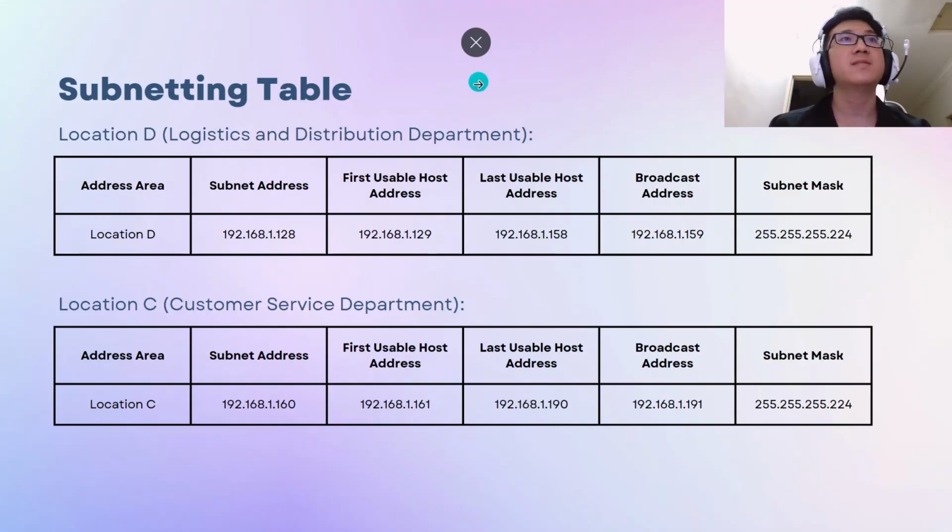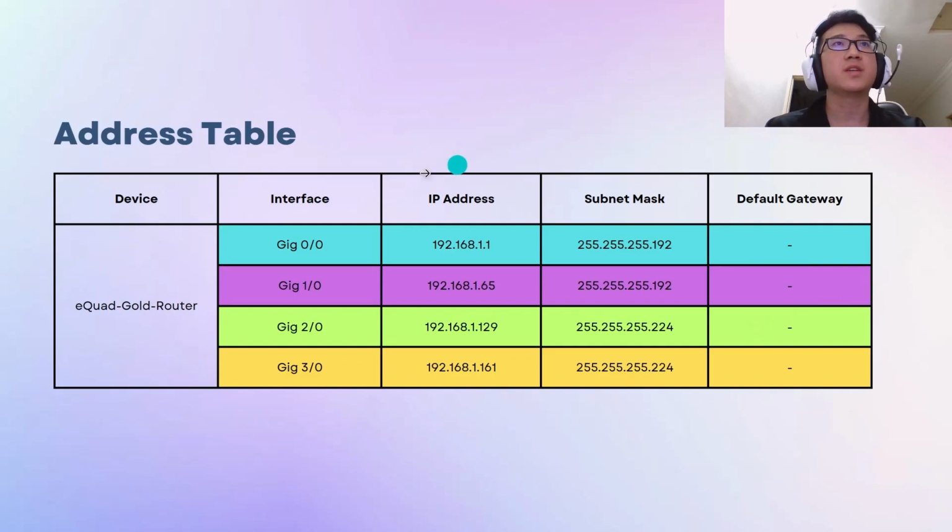Hello, my name is Kek Jia Hao, and I'm going to present the second part of the presentation. After calculating the subnet address, first usable host address, last usable host address, broadcast address, and subnet mask, we will develop an address table to calculate the IP addresses of all the devices. This address table includes device, interface, IP address, subnet mask, and default gateway. We have differentiated 4 colors for 4 different locations.